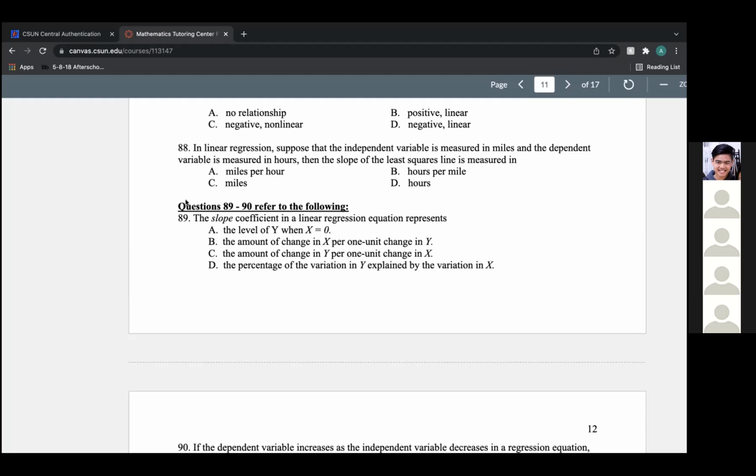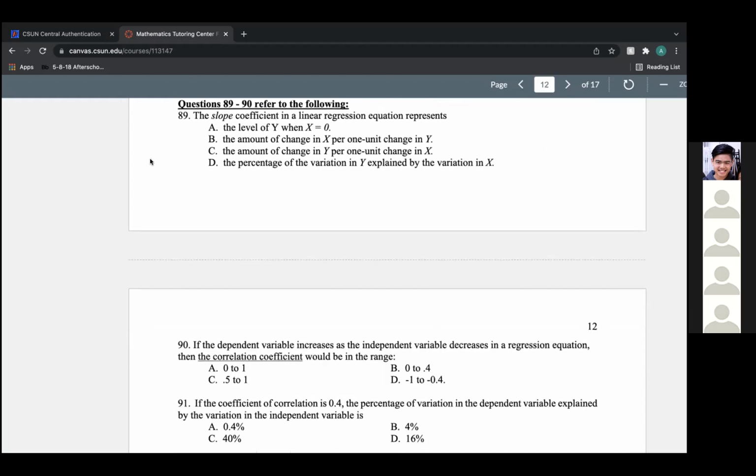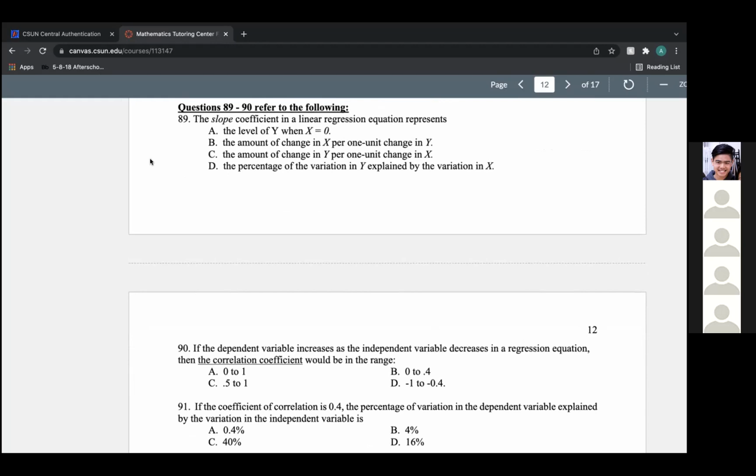Yes? Yeah. Okay. 89. The slope coefficient in a linear regression equation represents the amount of change in y per one unit change in x. How much does y go up as I move one unit in the x direction? So that is C. That's a definition.